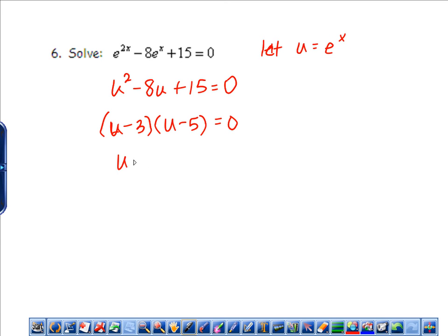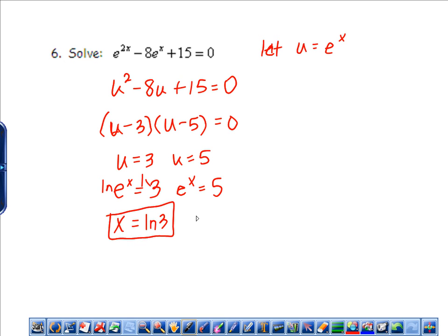So then my solutions for u would be 3 and 5. And we are not done because there is not a single u in my original problem. So I need to plug u back in. Anytime you do this u substitution, you do it once to set the problem up, and then you do it again to actually solve for x. Alright, now remember that the way you solve for this is by taking natural log of both sides. Natural log of e to the x is x, and natural log of 3 is just natural log of 3. So here's one solution. And then very similar over here, I get x equals natural log of 5.